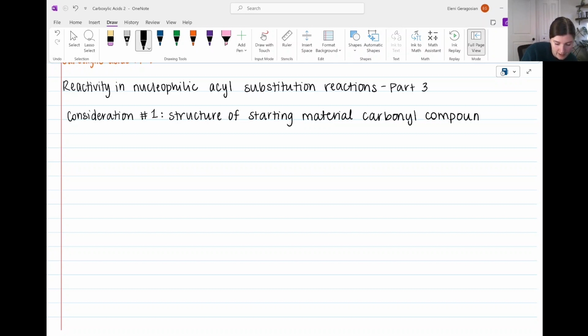Now remember, if we have an amide, an ester, a carboxylic acid, an acid chloride, or an anhydride, we have different structures of our starting material. So that's what we'll consider here. And really what we're focusing on is the resonance stabilization of the different Y groups, so the difference between those molecules, and then how that influences the carbonyl carbon electrophilicity.